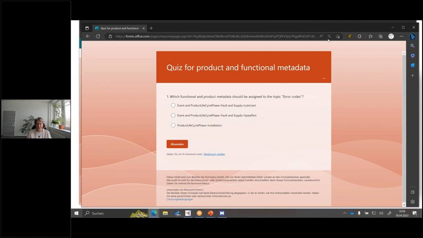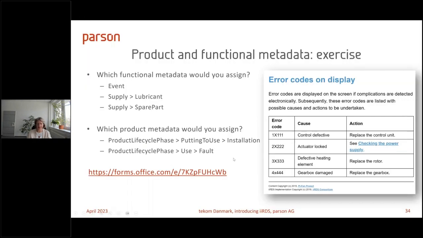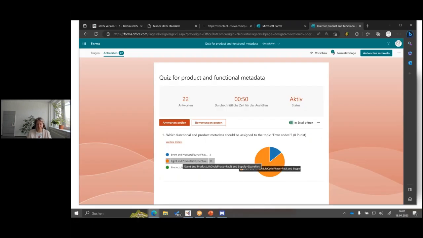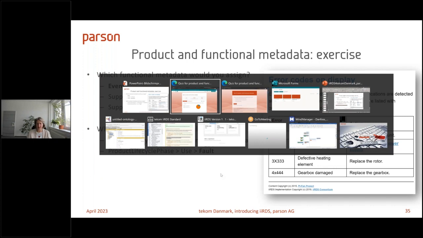So most of you voted for product lifecycle phase, fault and spare part, and that's correct. Did we have the event? Exactly. Because the event class is where you store the error code, and it's a spare part because you replace some parts like the rotor and the gearbox, and we do have a separate class for fault. So completely correct. Thank you.